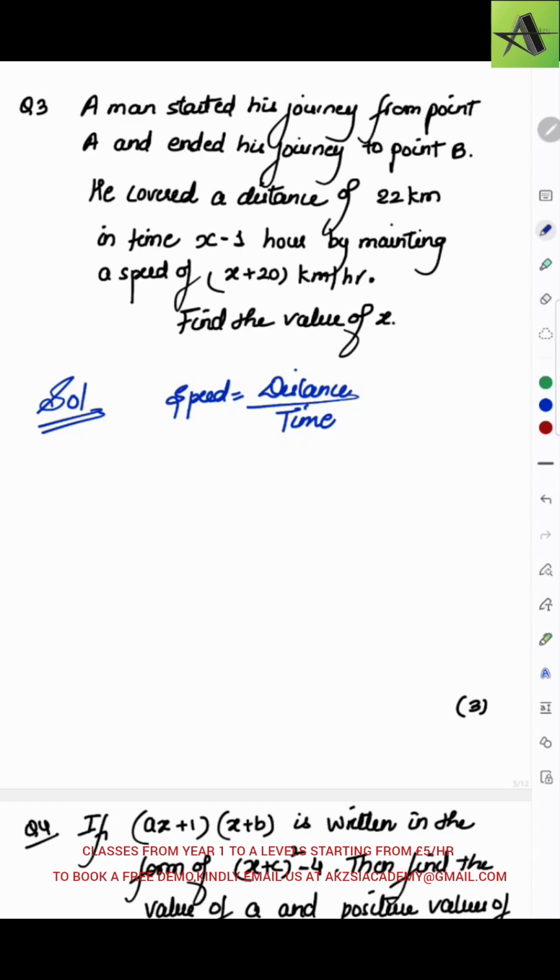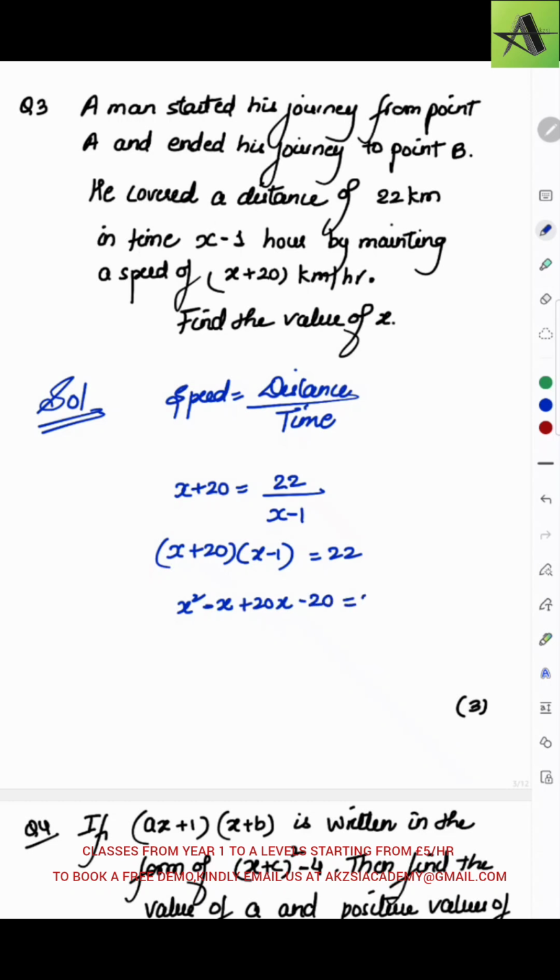So what's the speed given? It's x plus 20. What's the distance given? 22. And what's the time given? It's x minus 1. And this is how you can calculate the value of x. Just cross multiply, or multiply both sides by x minus 1. You'll get x plus 20 times x minus 1 is equal to 22. Now expand this bracket: x times x is x squared, x times 1 is minus x, 20 times x is 20x, and 20 times minus 1 is minus 20, equals 22.